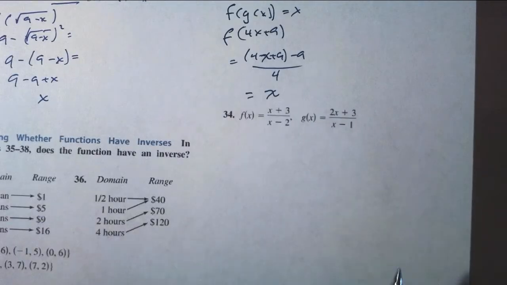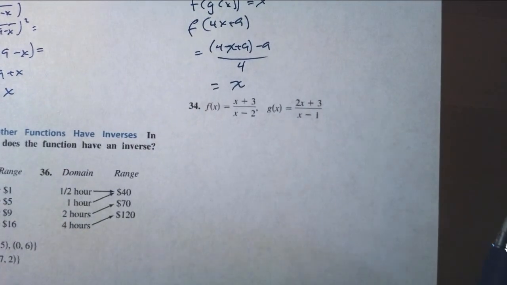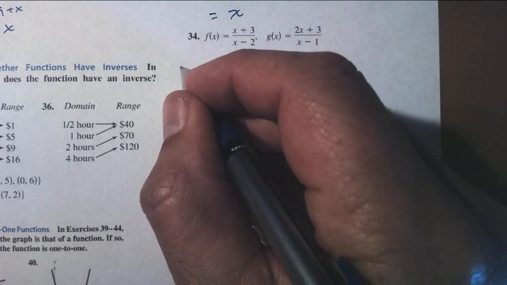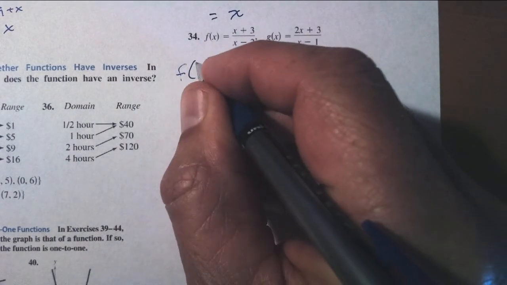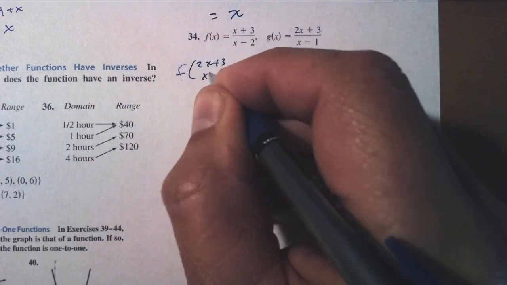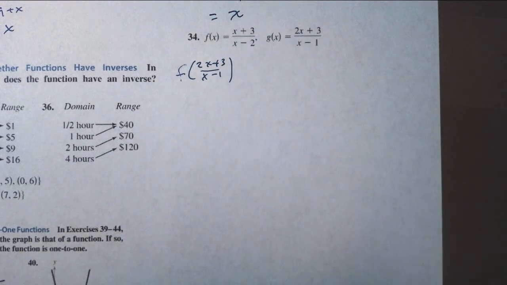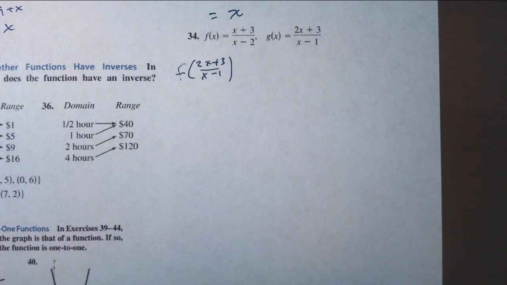Let's take a look at 34. This one involves some algebra. I've left some space for this, so I want f of f inverse, 2x plus 3 on x minus 1. And we're going to have a little bit of algebra work to do here, and there'll be one like this in your assignment, and you may see another one of these on a quiz or test at some point.